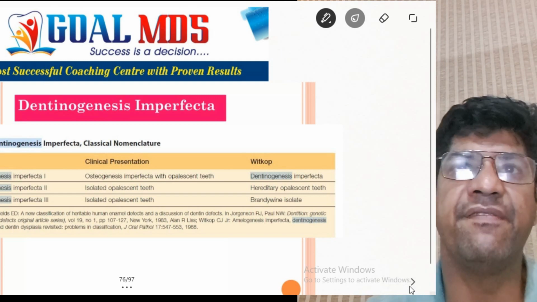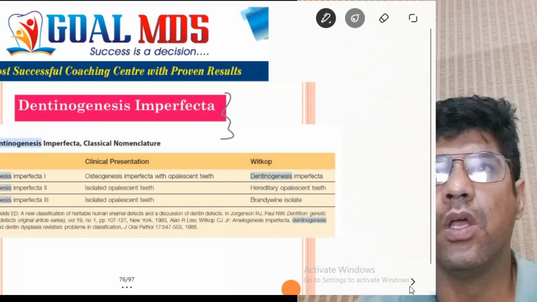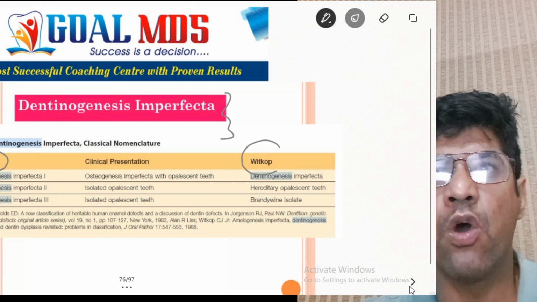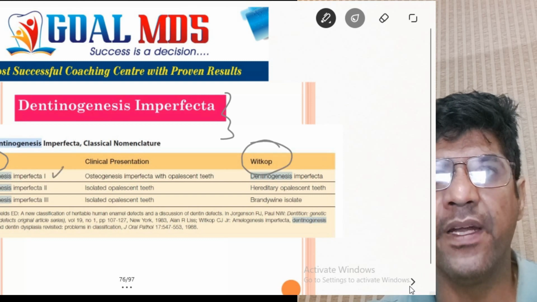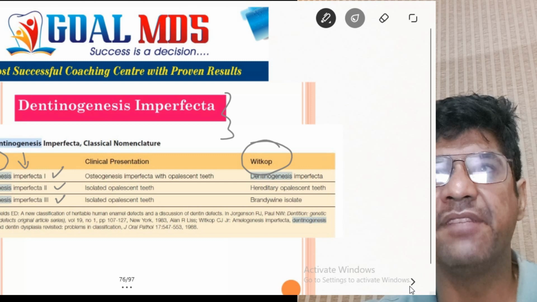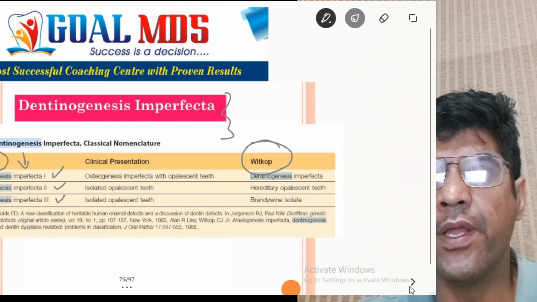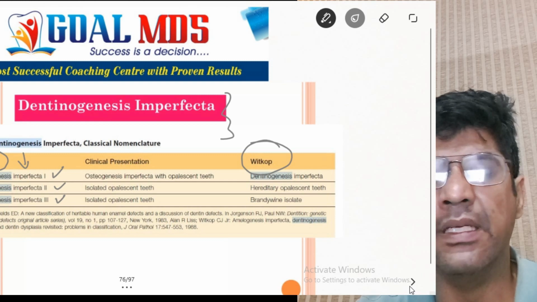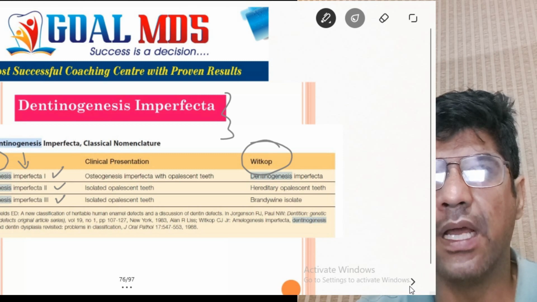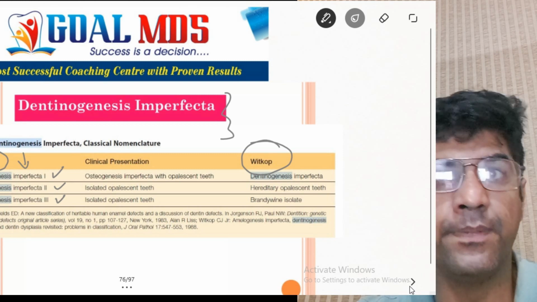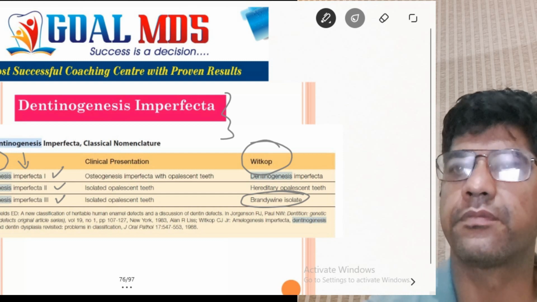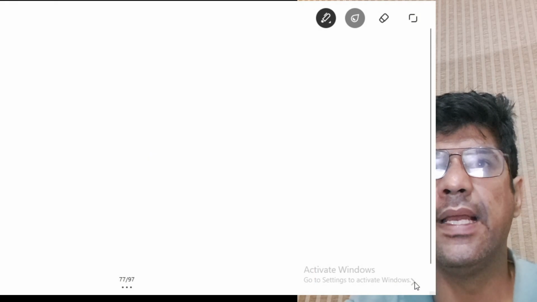Now, how do we classify dentinogenesis imperfecta? We can classify it according to the Shield classification or Witkop classification, that is type 1, type 2 and type 3. According to Witkop, type 1 represents dentinogenesis imperfecta, type 2 is hereditary opalescent teeth, and type 3 is the Brandywine isolate. So remember these three classifications.